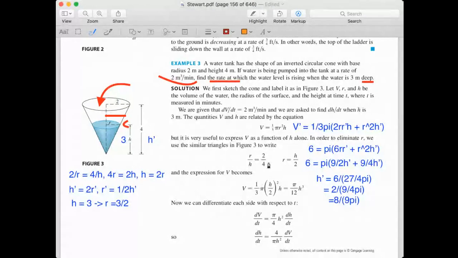Another way to go about this is to just substitute h into r, right? Sometimes the question asks, find the rate of radius change. So then we go about with r. We substitute h into r to solve for r. Okay, any questions for this?